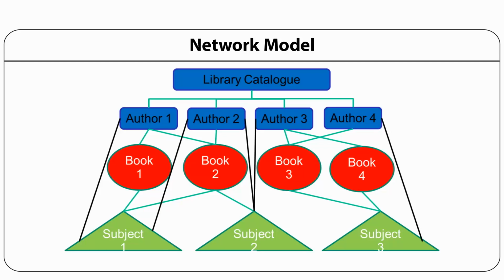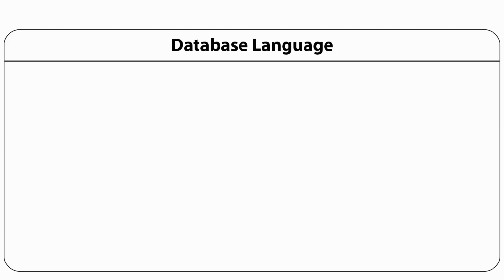In the network model, the data can be represented not only from top to bottom but also from bottom to top. It is a bit different from the hierarchical model. In the hierarchical model, data can be represented only from top to bottom, whereas in the network model, it can be done both ways.